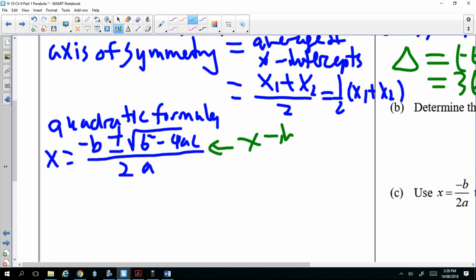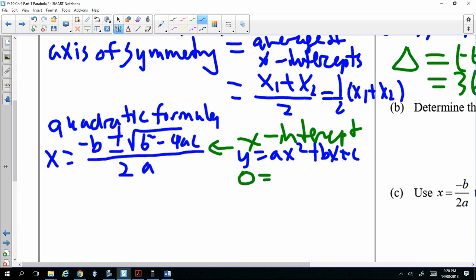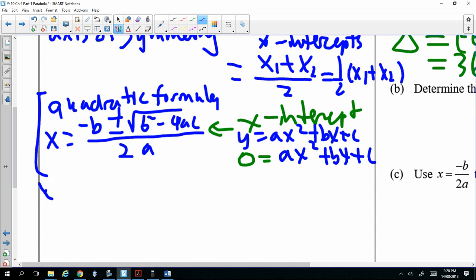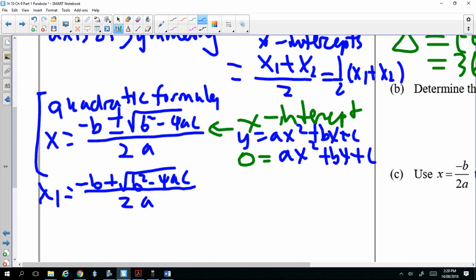So basically, if you want to find the x-intercept of y equals ax squared plus bx plus c, the x-intercept is when y is 0. And when you solve this equation using the quadratic formula, we get this. There are two x-intercepts. The first one is negative b plus root b squared minus 4ac, and the second intercept is minus b minus root b squared minus 4ac.